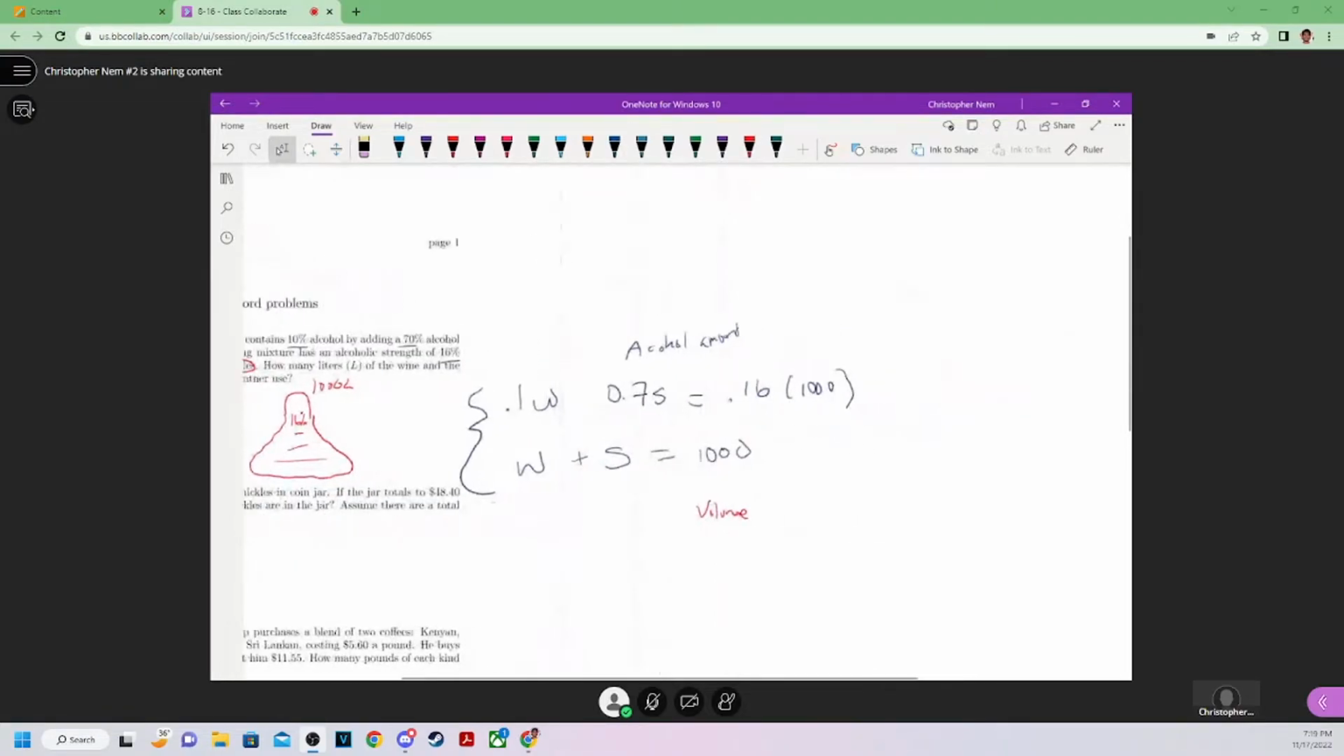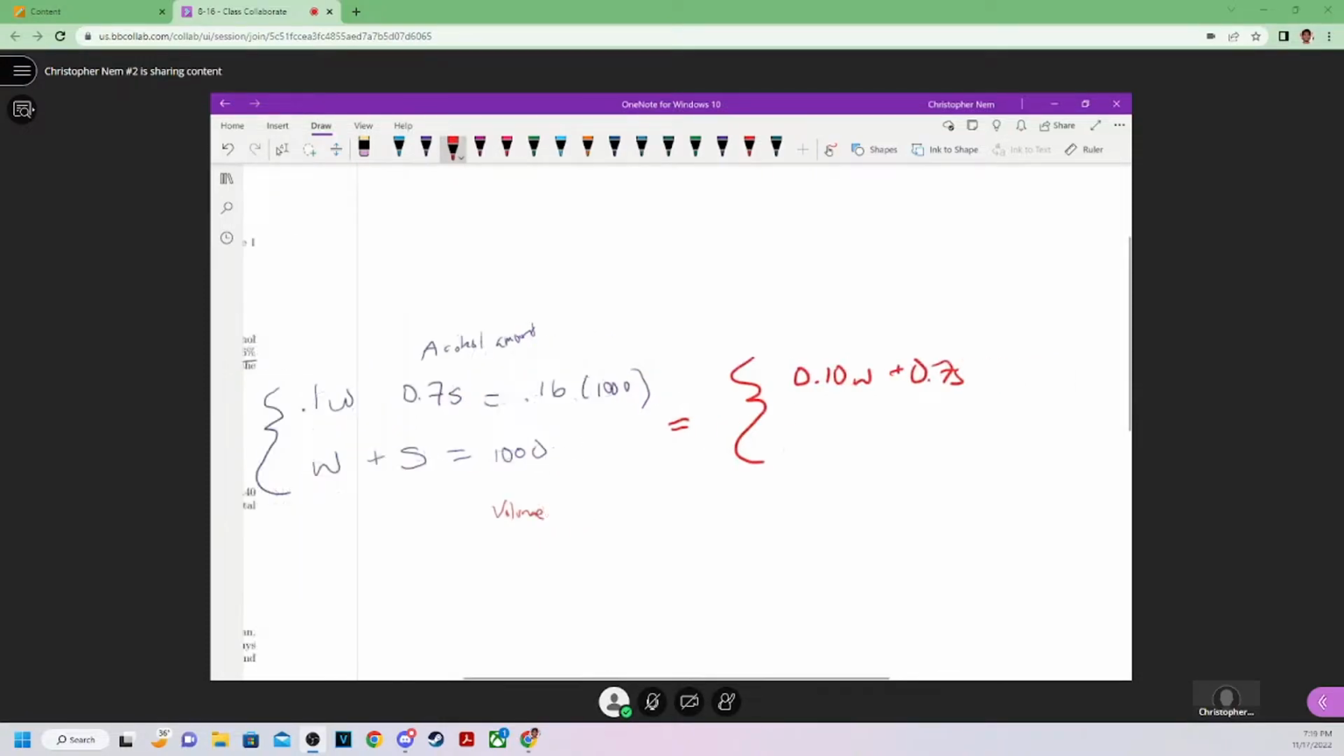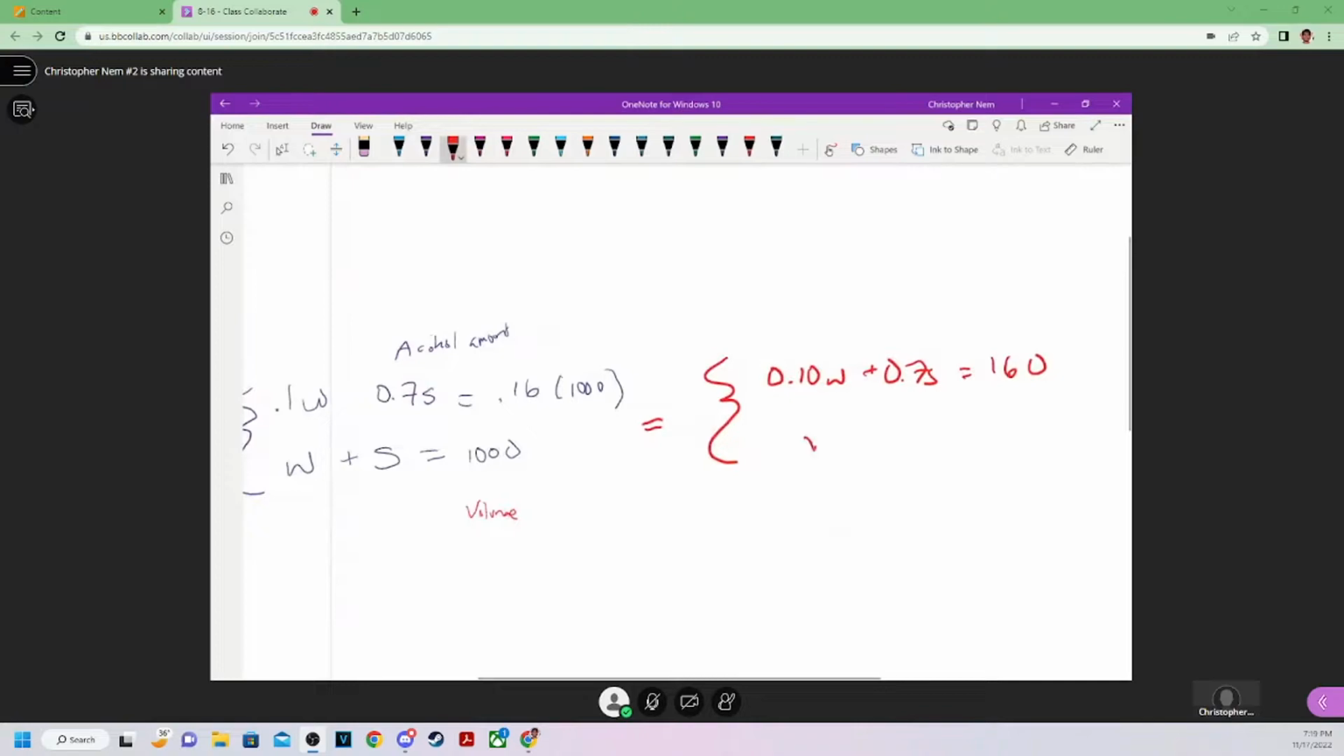So I have this linear system right here, with two equations and two unknowns. And I can simplify that, of course. I can simplify this into 0.10W plus 0.7S equals 160, and W plus S equals 1,000. Now it's a matter of, hey, can I solve this?